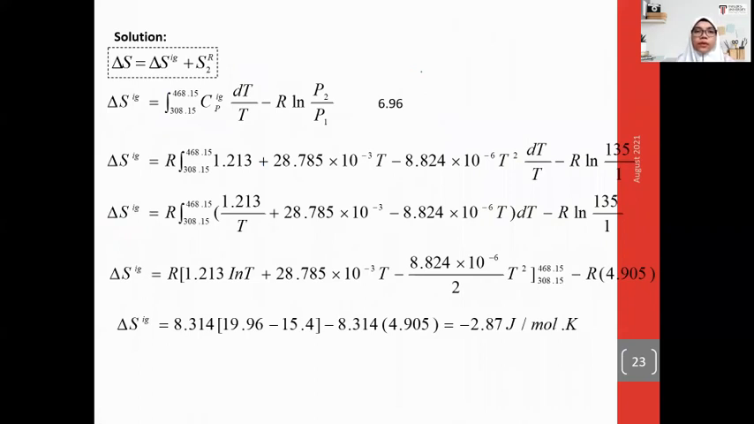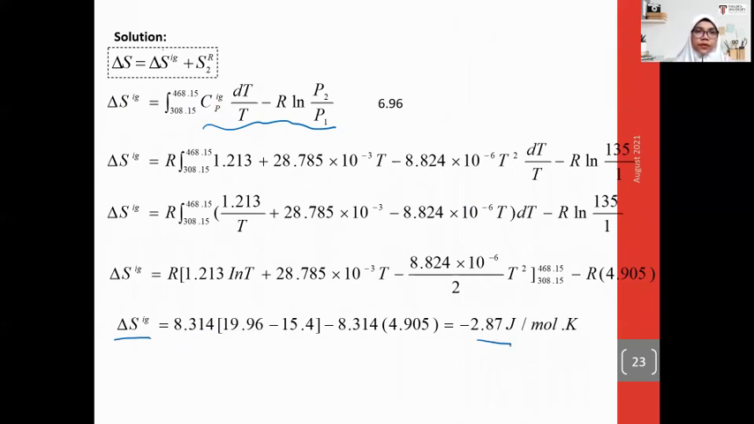For the entropy, we use the same method. We need to determine the delta S at ideal gas first. This is the equation. You may use this equation and perform the integration here, and you can also use your scientific calculator. Finally, you can obtain the delta Sig.